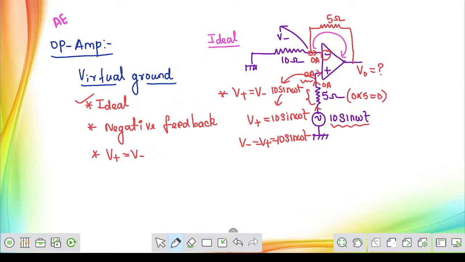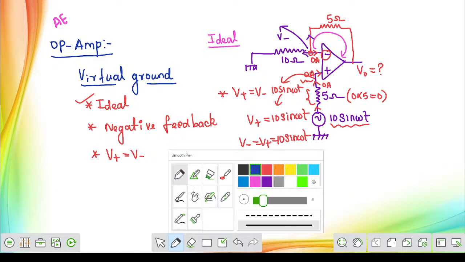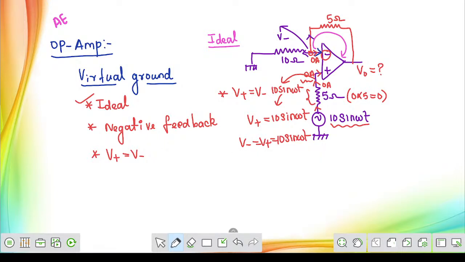Now just apply nodal analysis at the V minus junction. Only two branches need to be considered, because the current entering the op amp is 0 ampere, so I am not considering this branch. Applying nodal analysis at the inverting terminal: V minus divided by 10 ohm, plus (V minus minus the output voltage V naught) divided by the available resistance 5, equals 0.